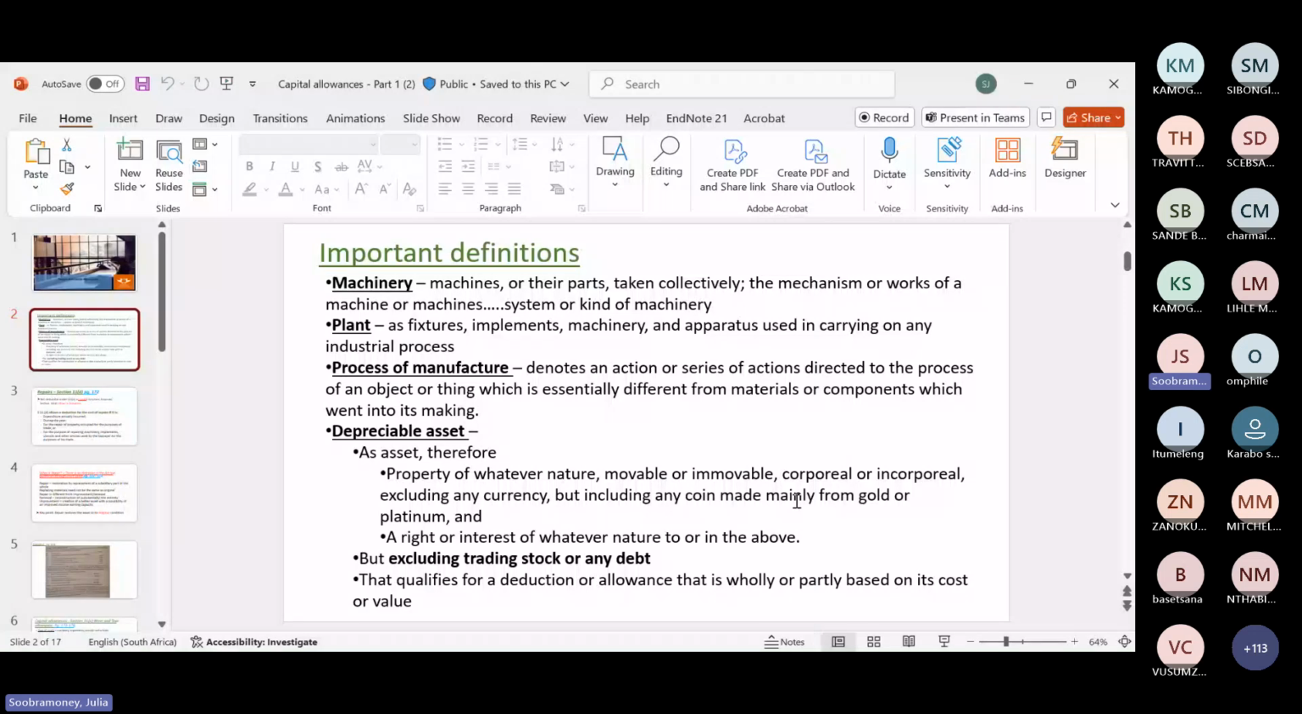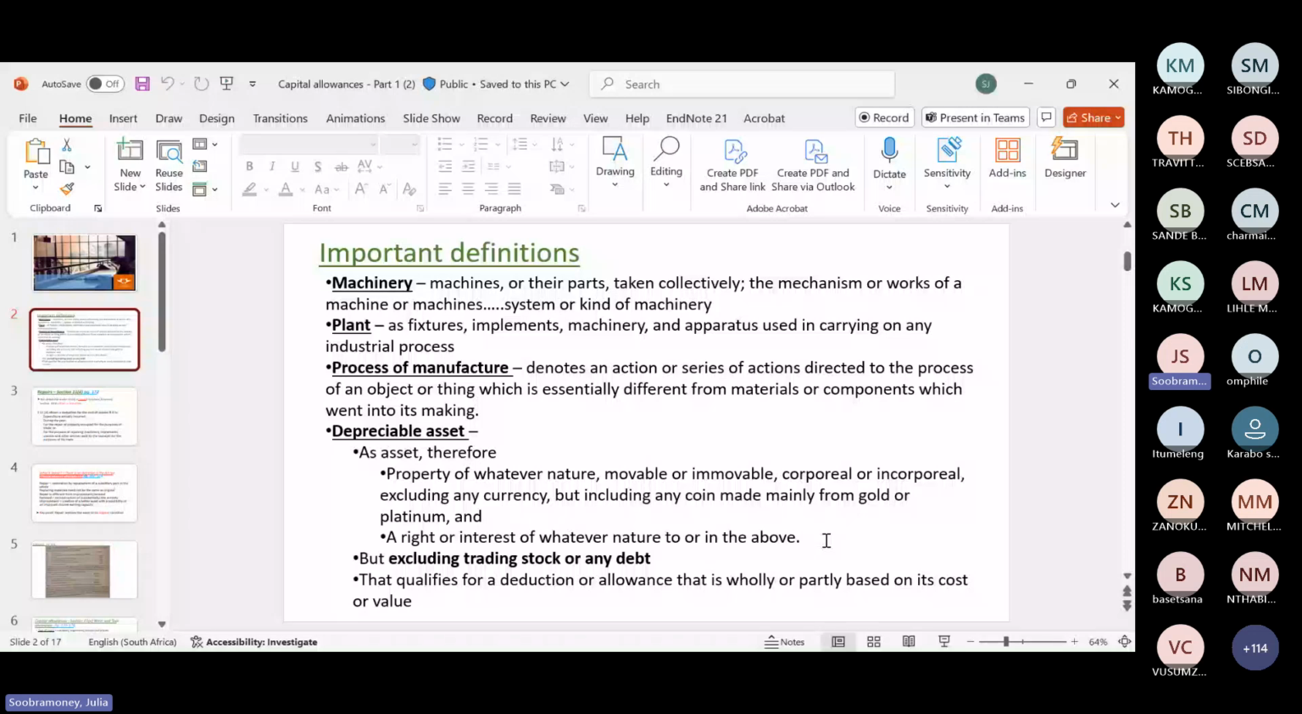Okay. And then the second bullet says a right or interest of whatever nature to the above. So what does this mean? If you have a right to an asset within a company, it is also seen as a depreciable asset to you. Now, at diploma level, we don't really cover the second bullet, but we do cover the first bullet, right? So it will be very obvious in a test. We will speak about a laptop or a vehicle or a building, so you'll be able to identify what is depreciable.